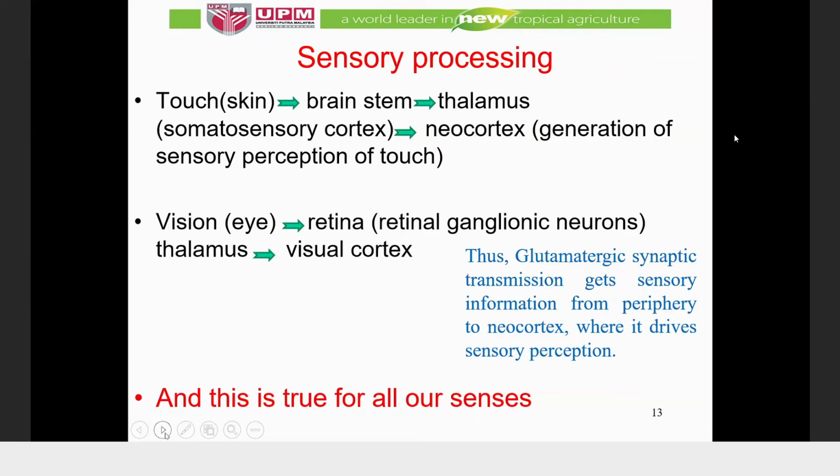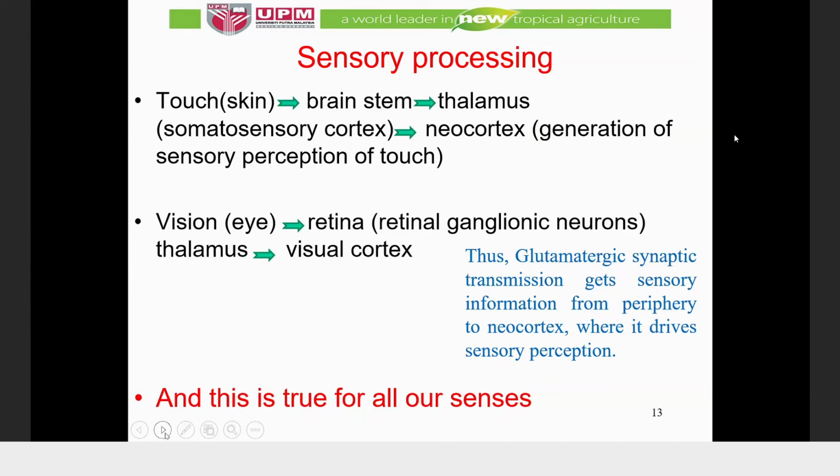When you touch the skin, the signal goes to the brain stem and then the thalamus, then the somatosensory cortex, then the neocortex, where the generation of the sensory perception of the touch takes place. I'm focusing on the word perception. Later we will discuss why I was focusing on where the first perception takes place.